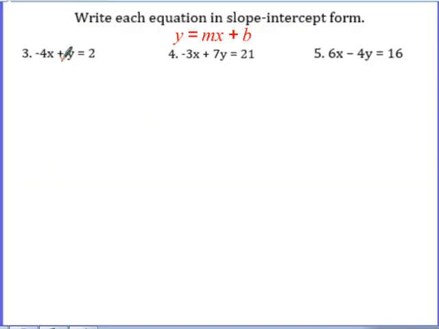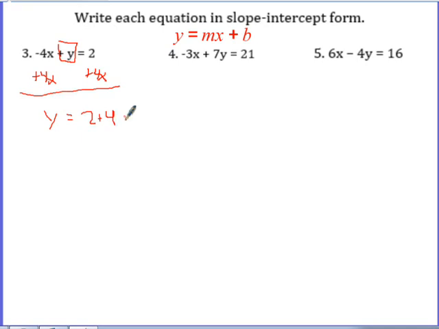So if we look at example 3, first thing I'm going to do is box my y, because I know that's what I'm trying to get by itself. So now I have to move the x to the other side, because I want y by itself. Well, if I'm moving something from one side to the other, I always have to do the opposite. So I have negative 4x over here. I'm going to add 4x to both sides. Alright, when I do that, I have y equals left on this side, and over here I would have 2 plus 4x.